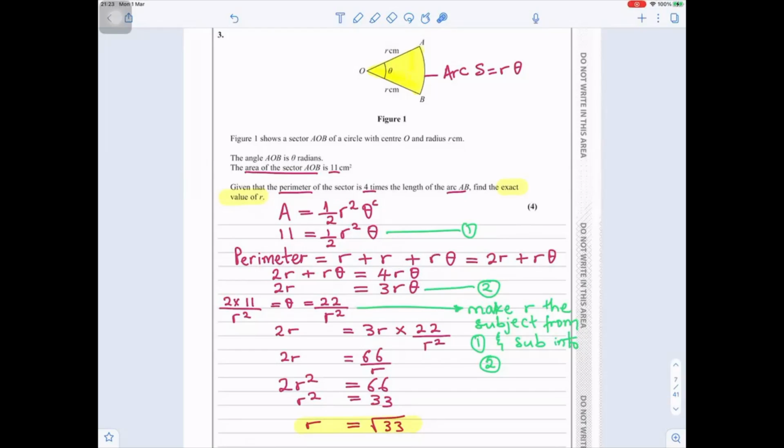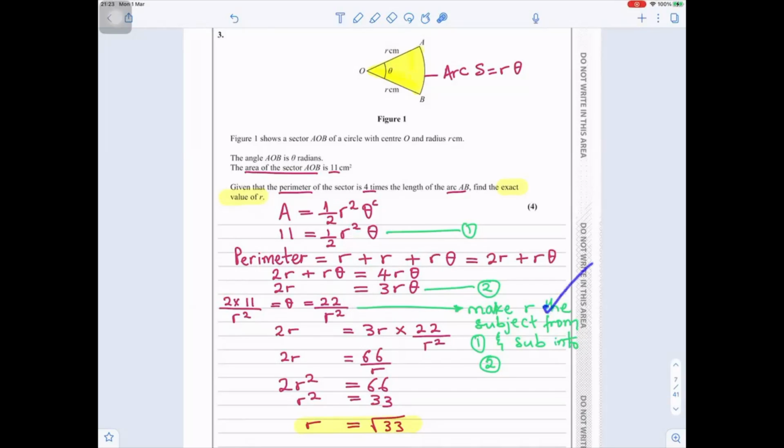Now we can get r theta to the other side, it becomes minus. So 4 r theta minus r theta is like 4 apples minus 1 apple. So it'll be 3 r theta. So 2r equals 3 r theta. And we can have theta is 2 times 11 over r squared. So that implies theta is 22 over r squared. From this equation 1, take the 2 there. 2 times 11 is 22. Divided by r squared, it gives you theta.